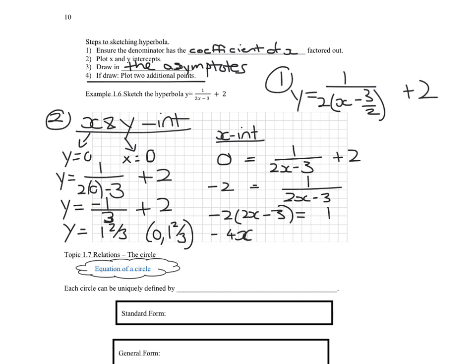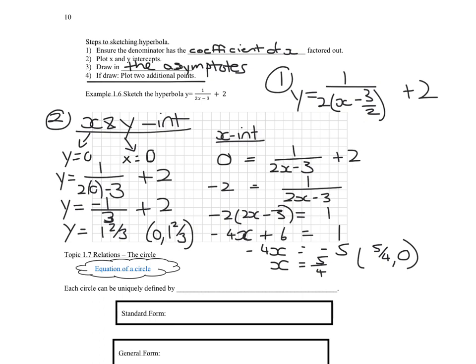So negative 2 times negative 3 is positive 6. Equals 1, take 6 from both sides, and then divide by 4. And remember, a negative divided by a negative is a positive, so you're going to end up with 5 over 4, and our x-intercept is going to be 5 over 4, 0.